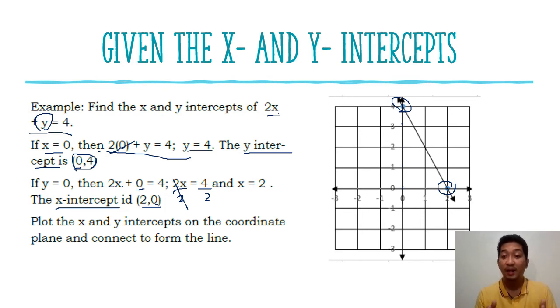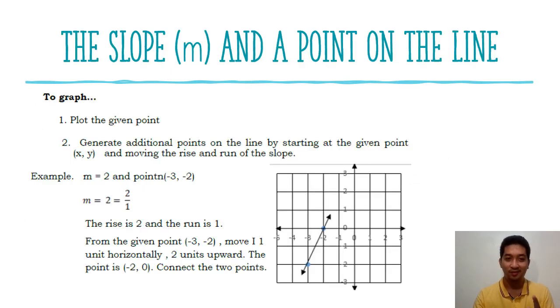Okay? Kapag ang given sa'yo equation, hahanapin mo muna yung x and the y-intercept. Pero kung ang given naman sa'yo x and y-intercept mo, diretso sketch ka na lang ng graph. Let's go with the last condition. The slope, or given ka ng slope and the point on the line.